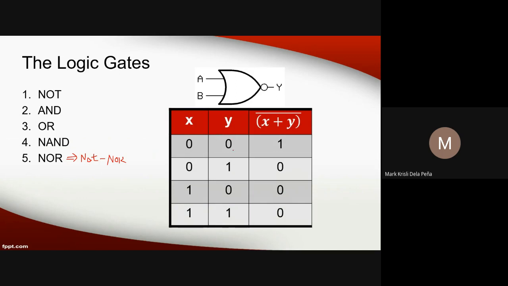So when we use OR, supposedly this is 0, 1, 1, and 1. But since we complement the OR gate, we have 1, 0, 0, and 0. Please remember these values, this behavior of the gates.